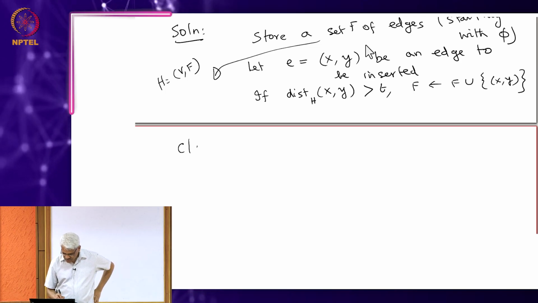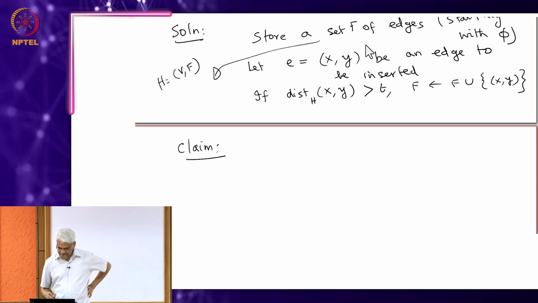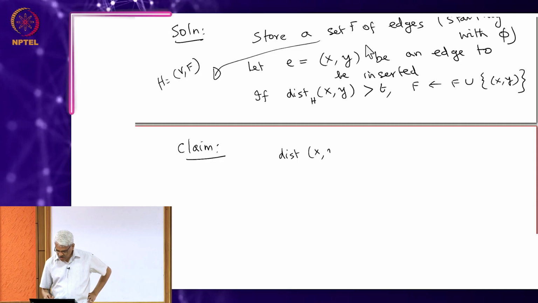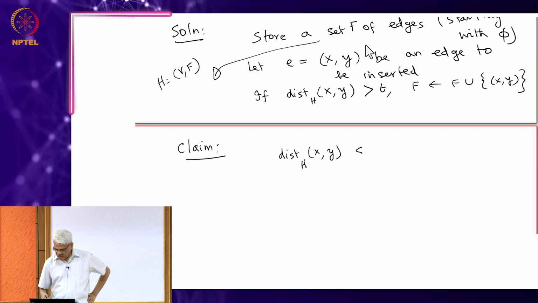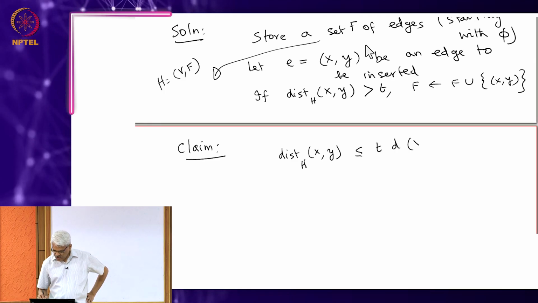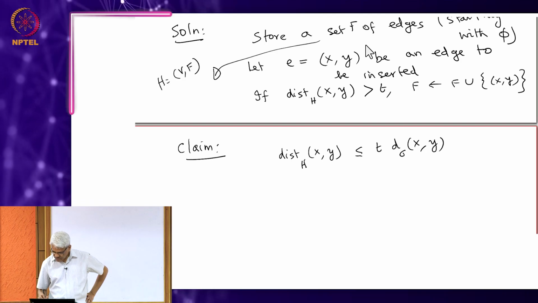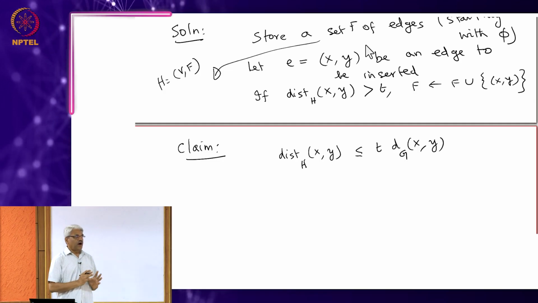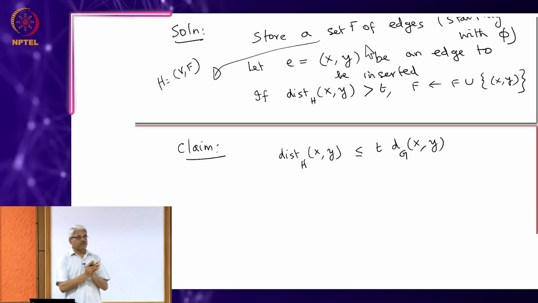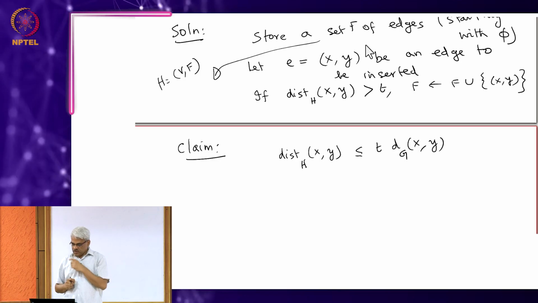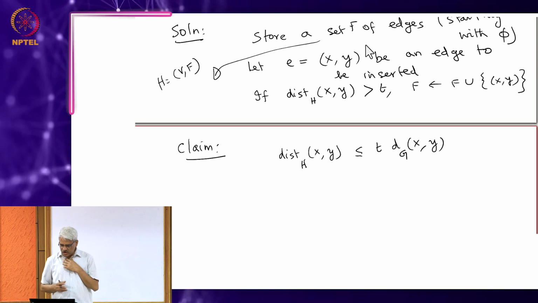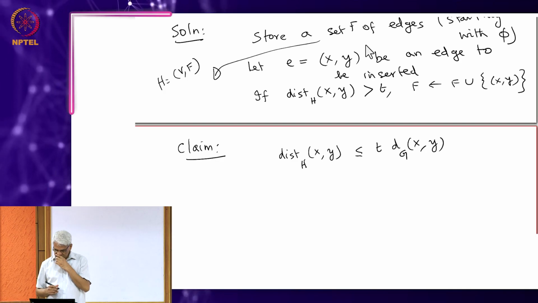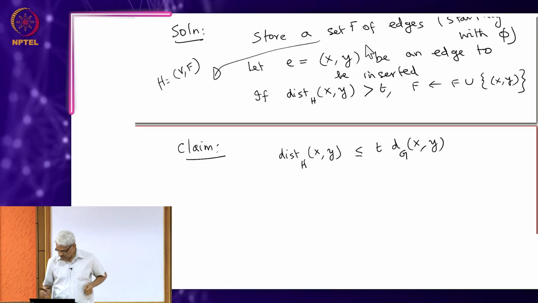So the claim is the distance between x and y in H, which I am storing, is at most t times its original distance in the graph. So this subgraph is a good enough approximation, and it has enough to find an approximation to the shortest path. This is not very hard to show. Okay, so let's try and prove it.